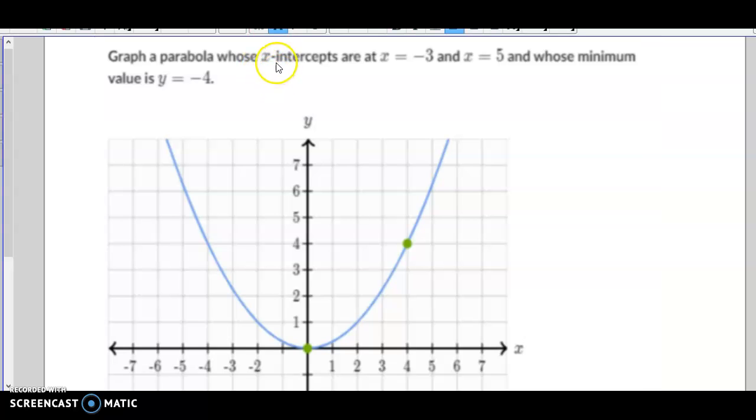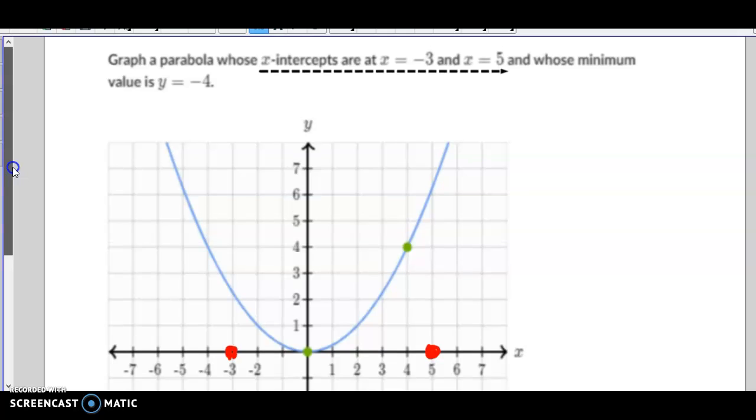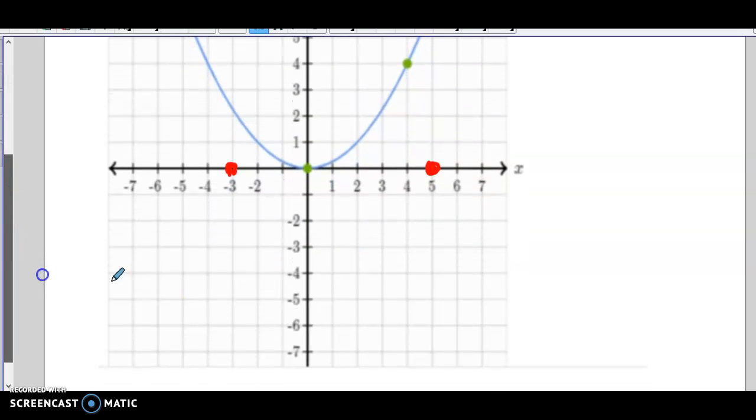Graph a parabola whose x-intercepts are -3 and -5. So that means that on your new parabola, on your x-axis, this is the x-axis, at -3 and -5, it passes through that point, and whose minimum value is y equals -4. So -4 would be somewhere along this line right here.